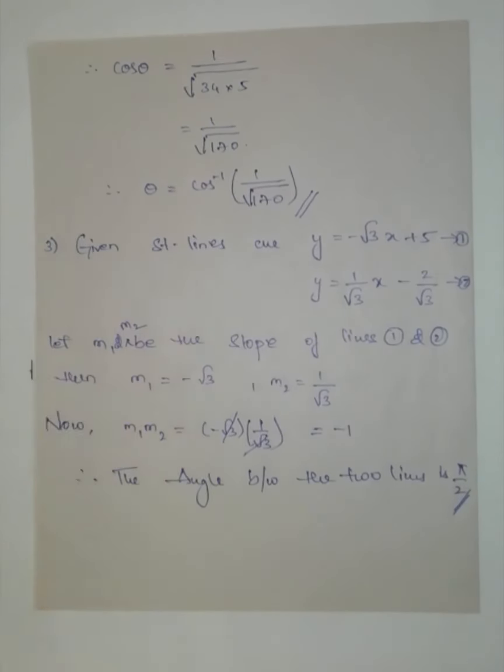If m1 into m2 is not equal to minus 1, then I can use theta is equal to tan inverse modulus of m1 minus m2 by 1 plus m1 m2. Using that I can solve the problem and find the angle.